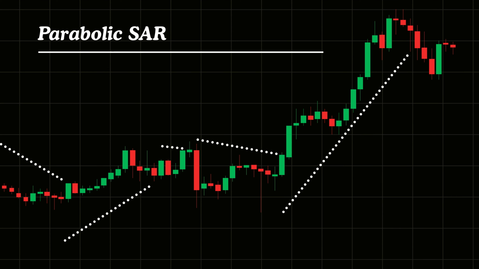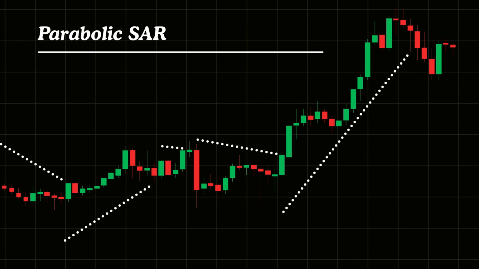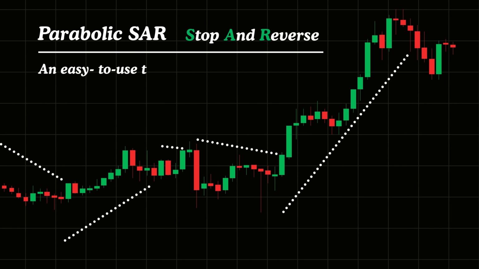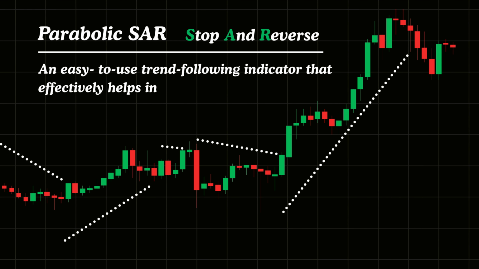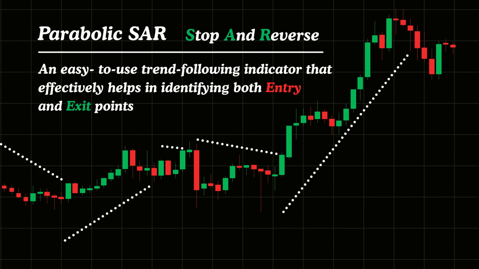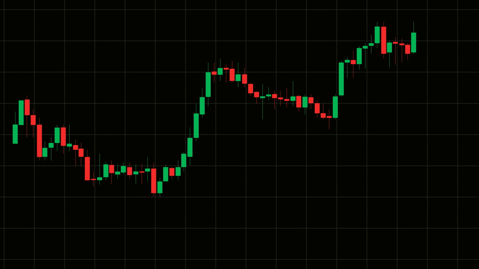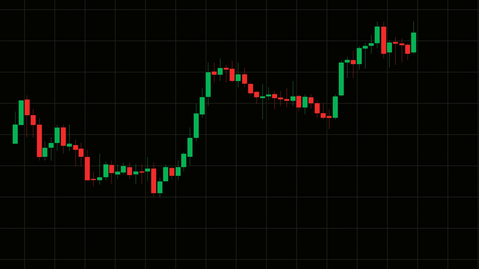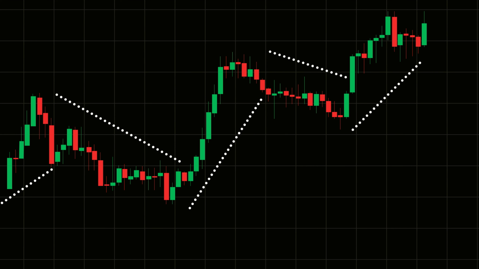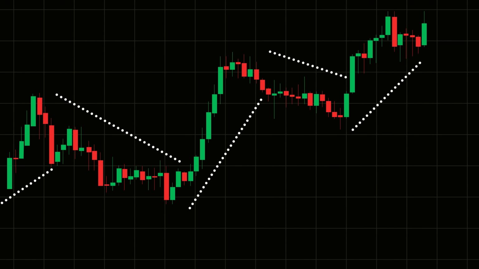The Parabolic SAR, also referred to as the Parabolic Stop and Reverse, is an easy-to-use trend-following indicator that effectively helps in identifying both entry and exit points. First, let's add it to our chart. Go to the Indicators tab, search for Parabolic, and choose the one labeled Parabolic SAR. Now when it comes to settings, I personally stick with the defaults, and here's how it appears.